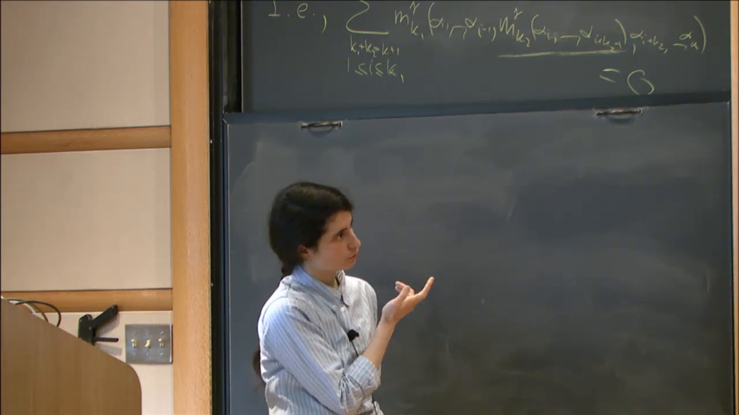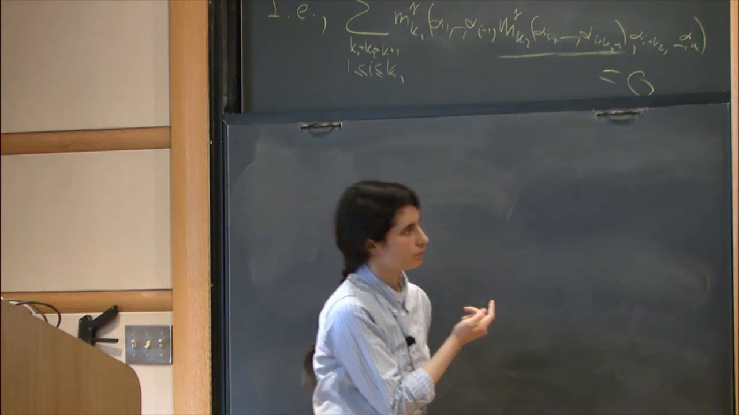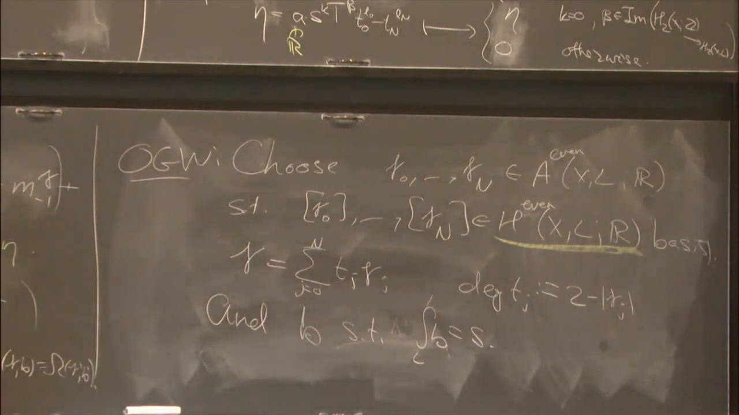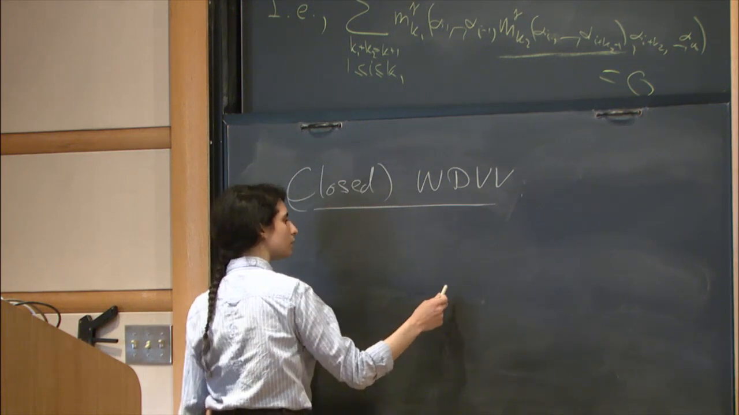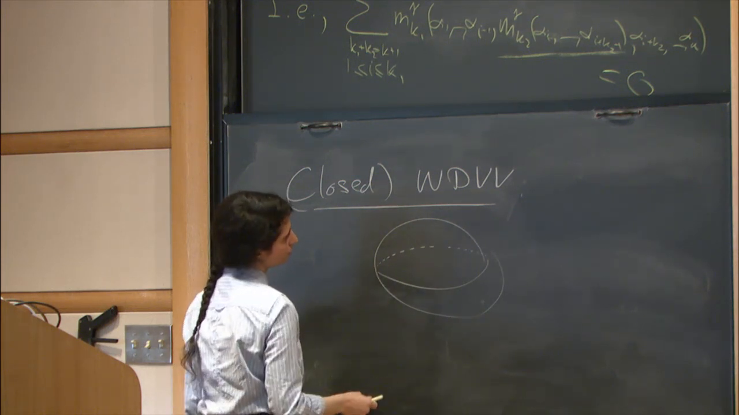So relative quantum cohomology, we needed to define this. The thing I did not stress so far is the use of relative cohomology. The constraints we plug into omega are in relative cohomology. Let me say something about closed WDVV, basically the usual WDVV. You take a sphere with four constraints on it.